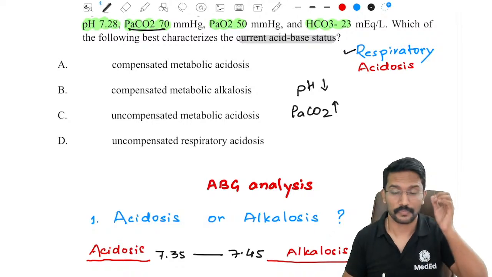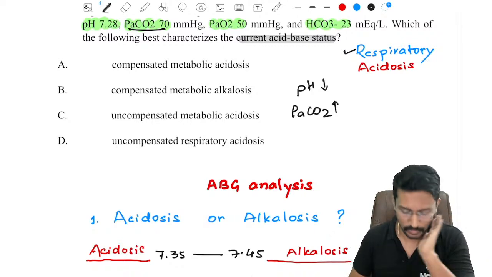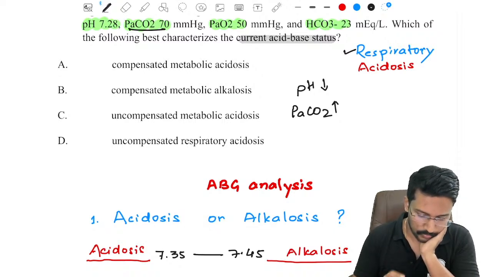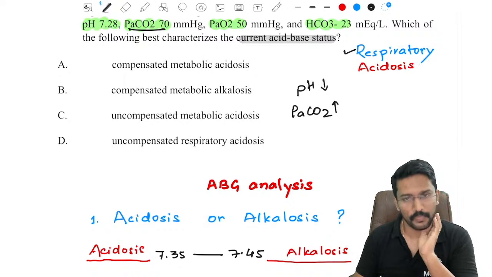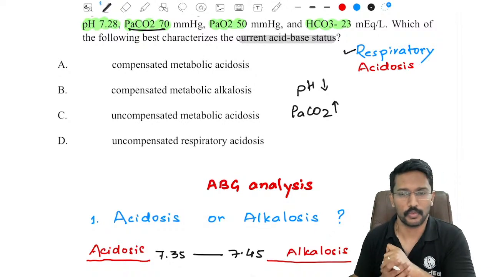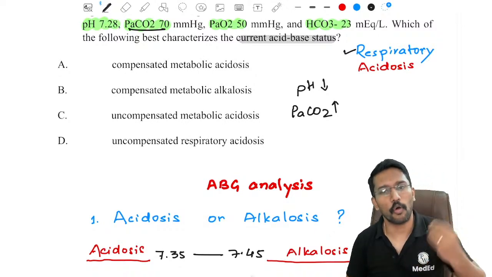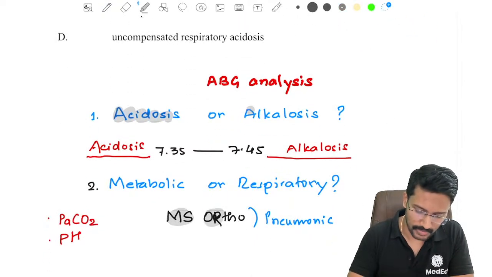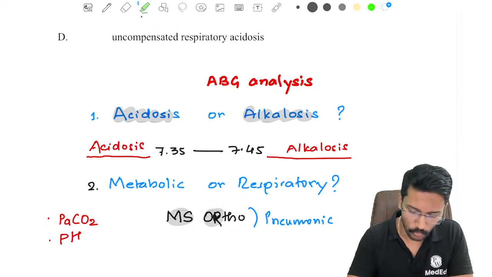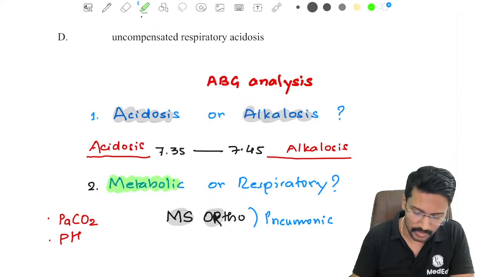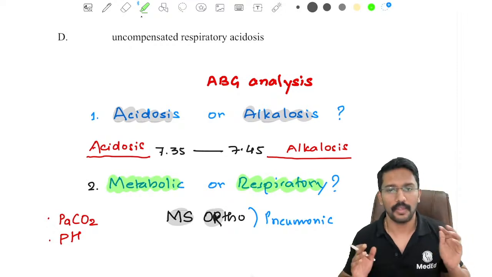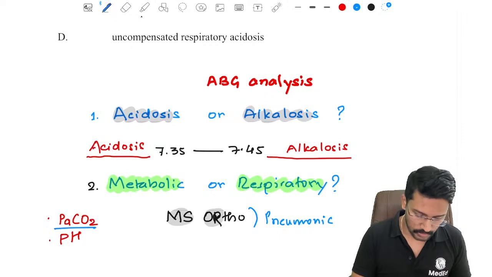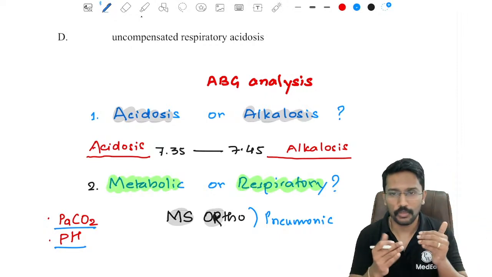Okay, clear? This much is clear. Now when I look at the options, there is only one option which actually holds good here, which is uncompensated respiratory acidosis. But now you may be confused about what this compensation is. We know now how to identify acidosis and alkalosis based on the pH. Then we also know how to categorize the abnormality as metabolic or respiratory with the mnemonic MS ortho, looking at the direction of PaCO2 and pH, whether they are in the same direction or in the opposite direction.